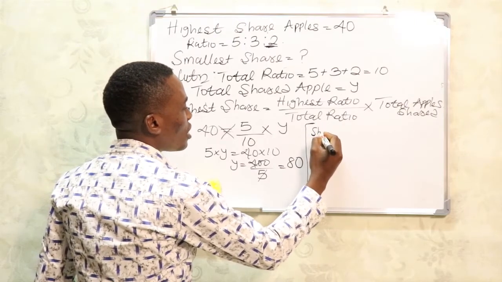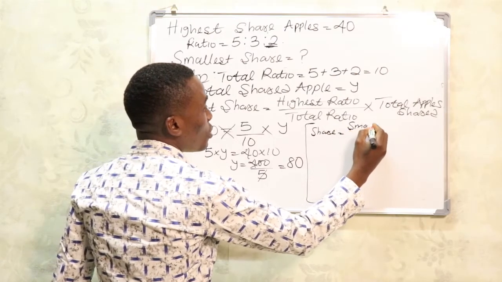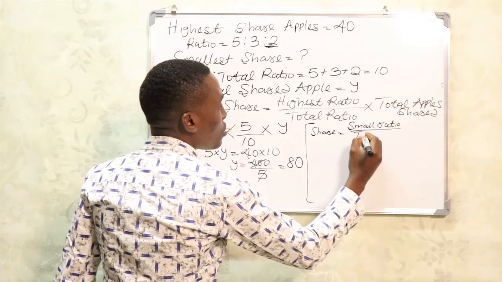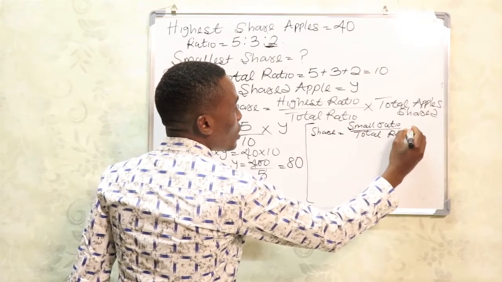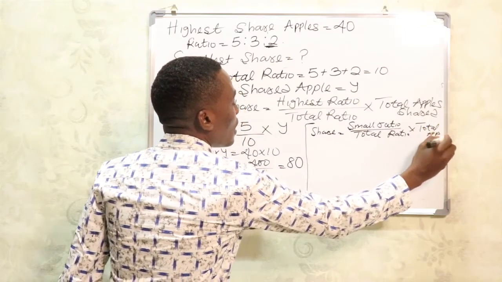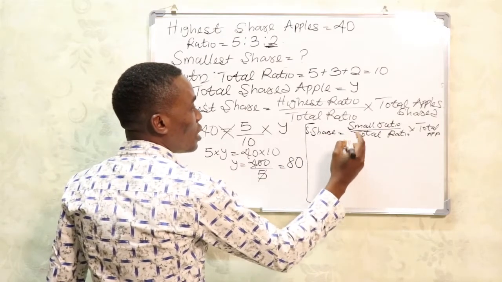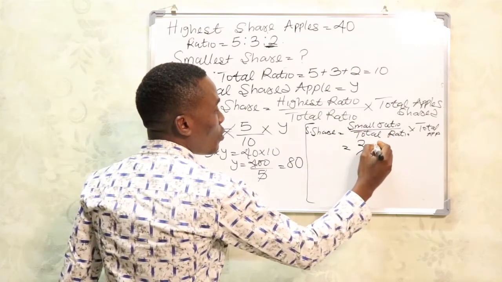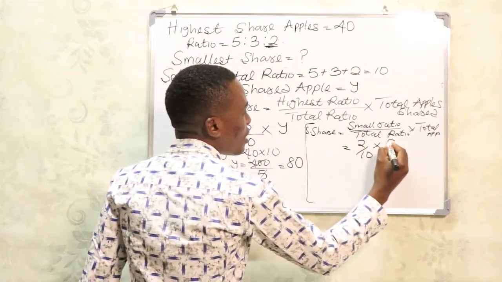The smallest share will now be equal to the what? The smallest ratio, divided by the what? The total ratio, multiplied by the total what? The total apples. Now let's go. The smallest share will now be equal to what? The smallest ratio is 2, over the total ratio, which is 10. Now we've come to know what the total apples are, right? That's 80.